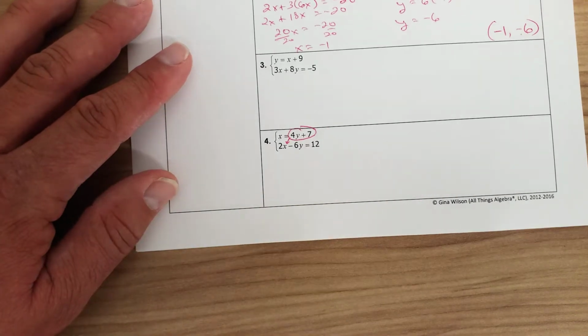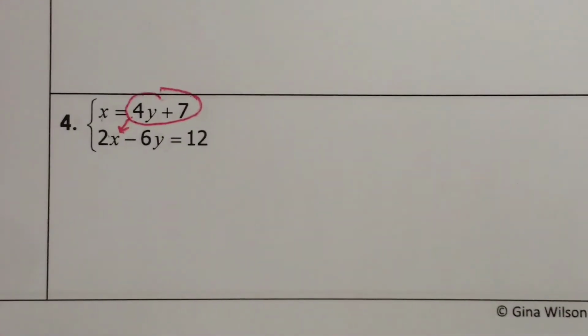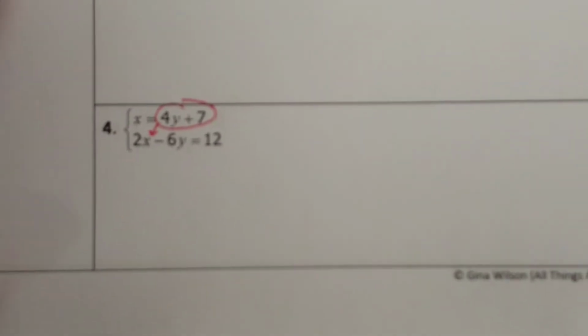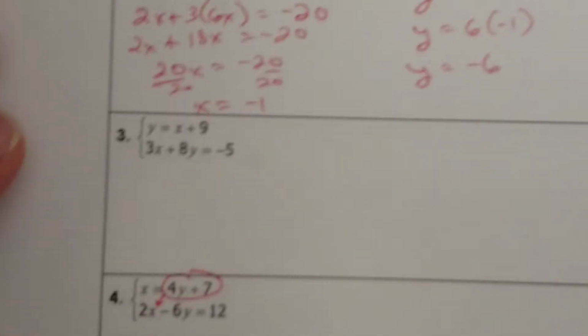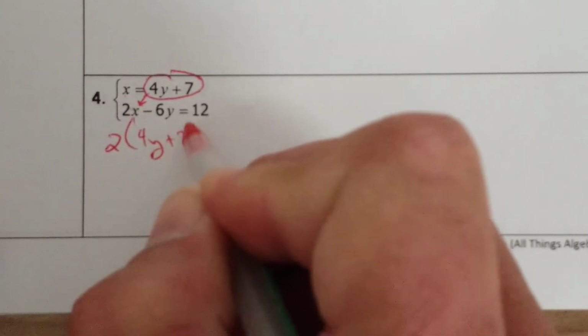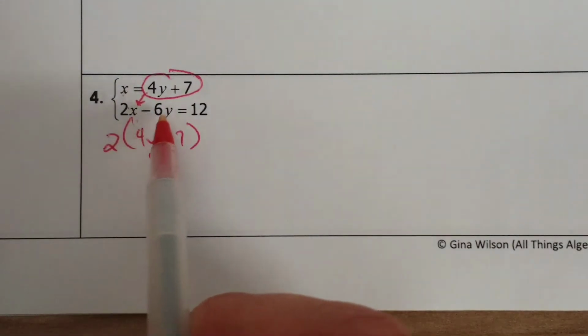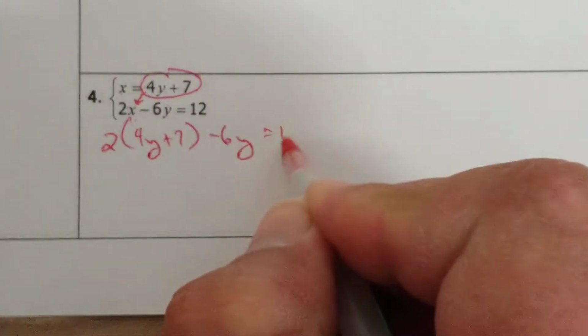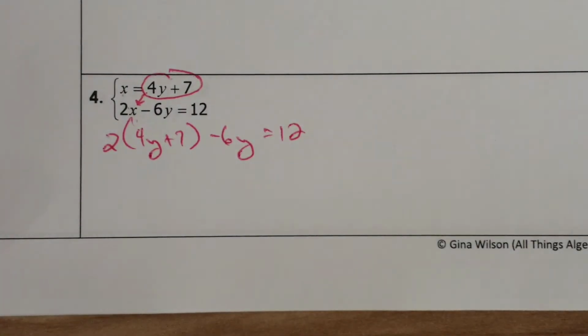I'm going to rewrite this second equation. But instead of using x, I'm going to use 4y plus 7 because that's what x is equal to. All right, so rewriting that equation: 2 times x, but x again is 4y plus 7, so 2 times (4y plus 7), then minus 6y equals 12. And now I have an equation I can solve.